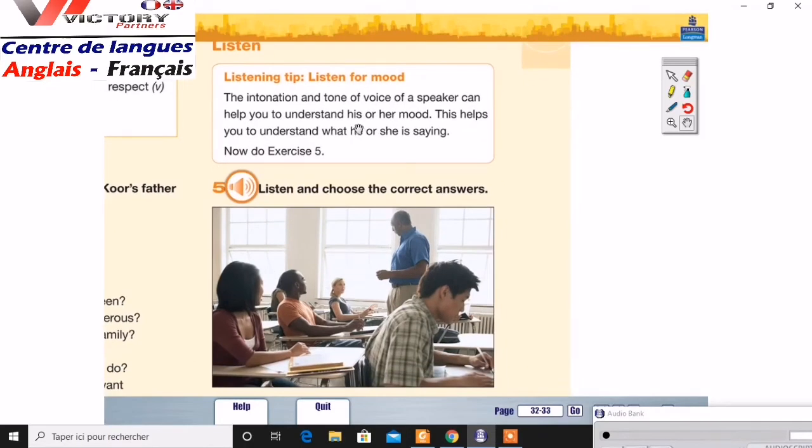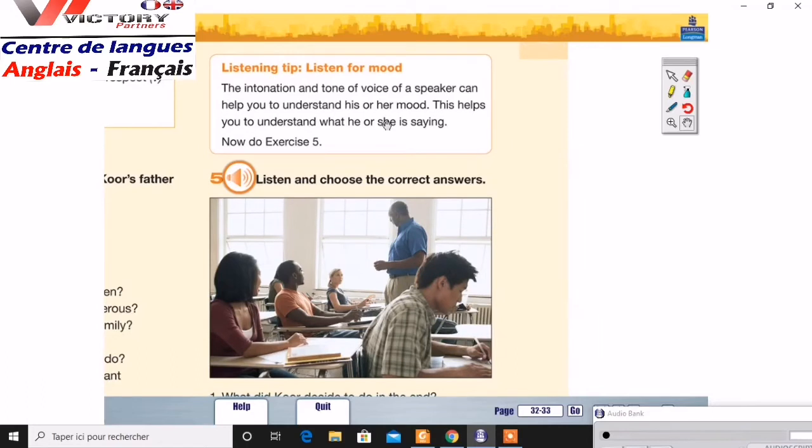Okay, so the intonation. This is another tip about how to listen effectively and how to listen in order to identify people's mood. Mood means a temporary state of mind or feeling. It is a feeling or a person's specific state of mind. A person can be happy, can be hungry. This is the mood. We can say, I'm not in a good mood today, or I'm in a good mood.